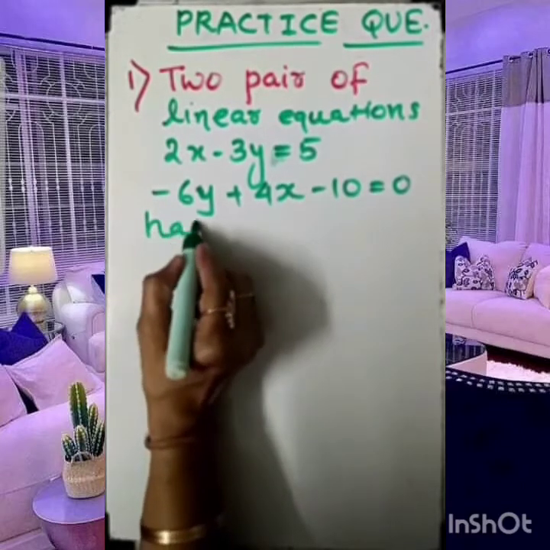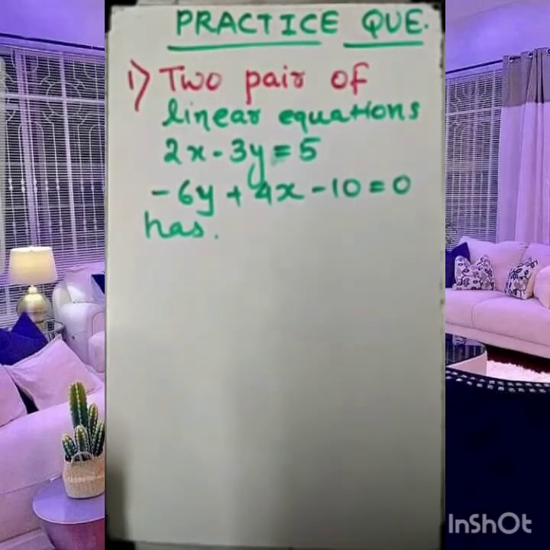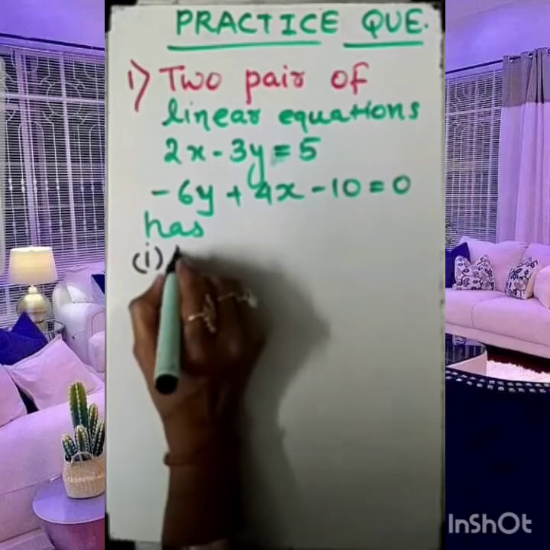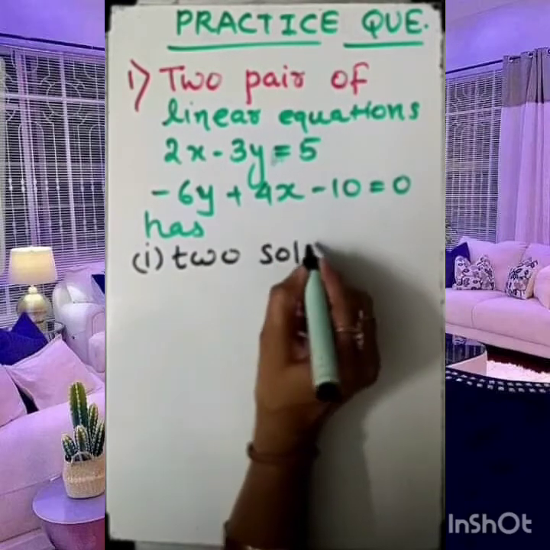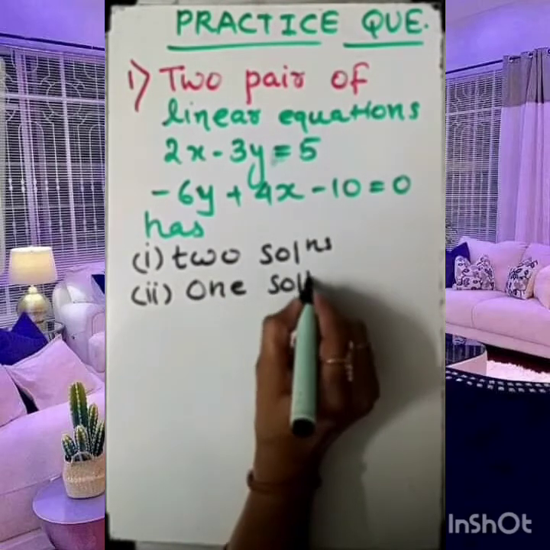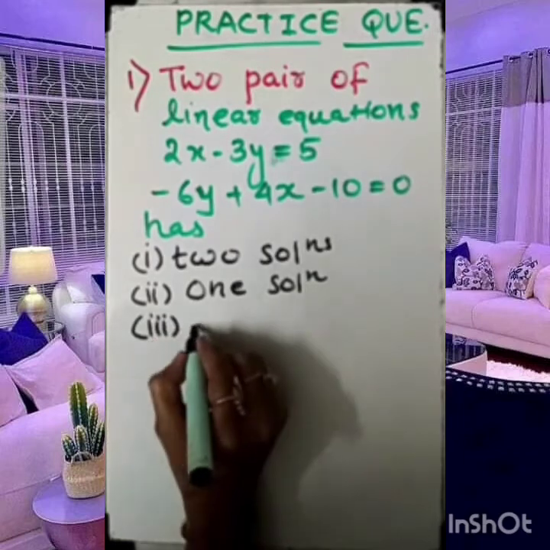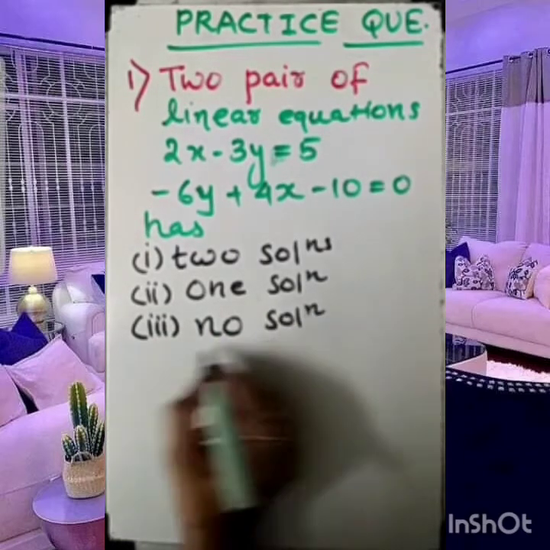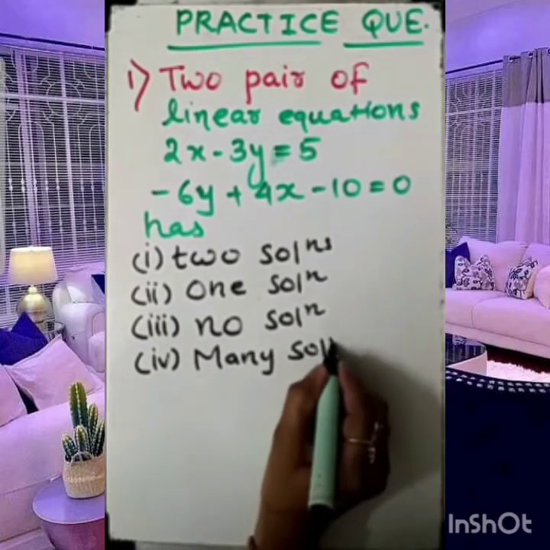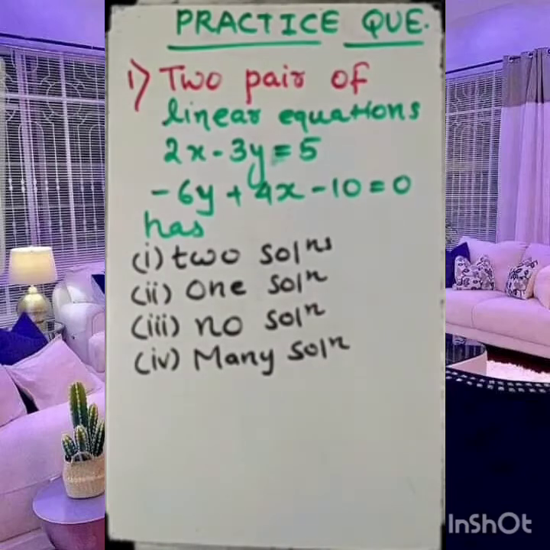Now there are four options. I'm mentioning the options also. First option: two solutions. Second option: one solution. Third option: no solution. And the fourth option: many solutions. Here we have a pair of equations, and we have to decide whether it has two solutions, one solution, no solution, or many solutions.